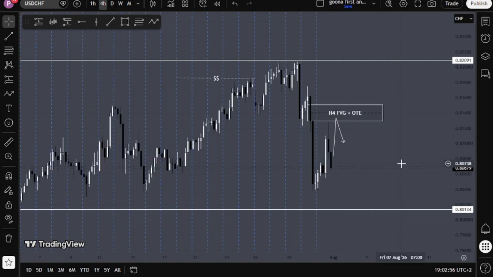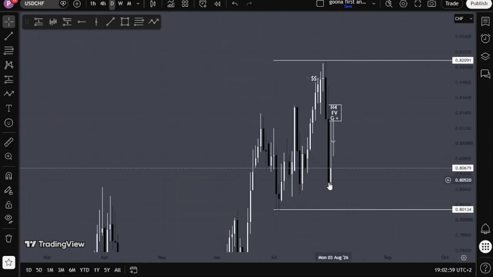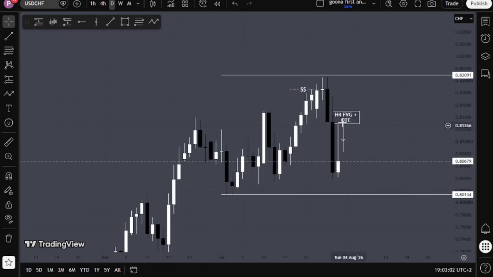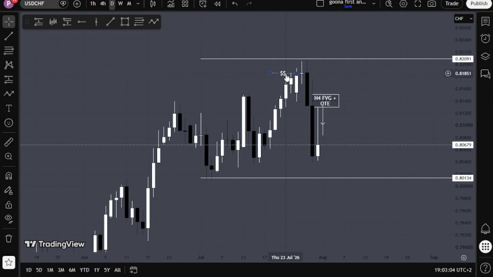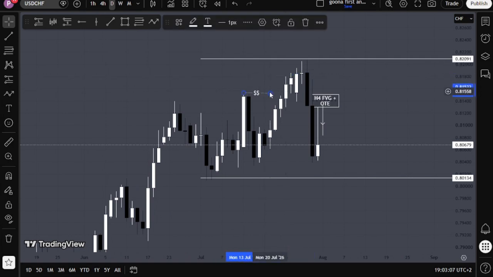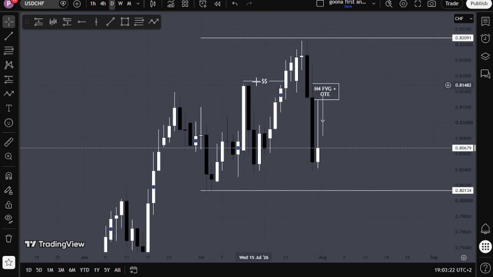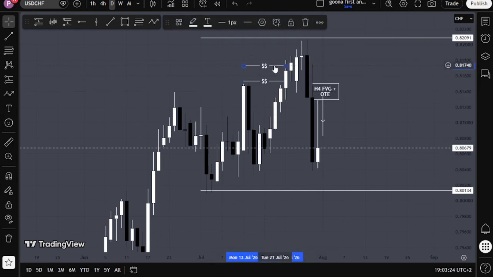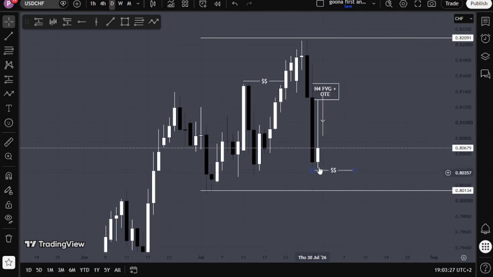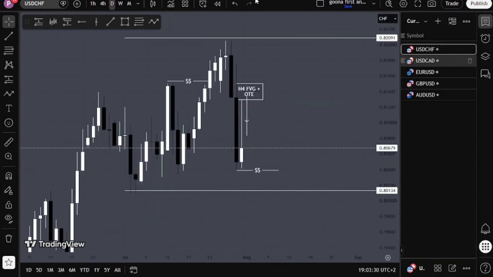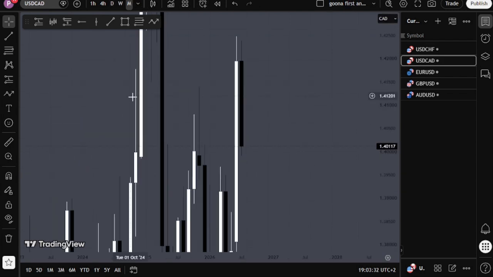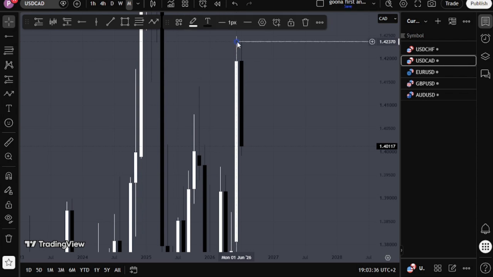And on the daily, let me put it this way. This liquidity right here is the major liquidity that was swept. So there's the liquidity that was swept, now has to come back all the way to this one here. Here's the CAD. Monthly high, monthly low.